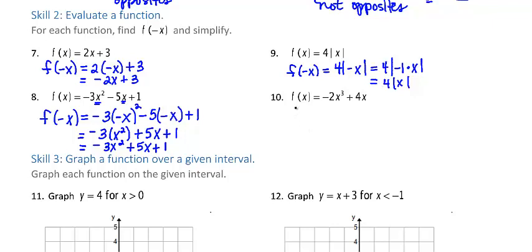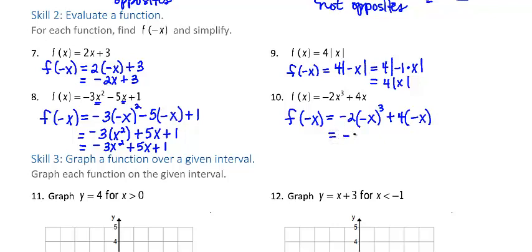And then lastly, we have the function f of x equals negative 2x cubed plus 4x. When we find f of negative x, we get negative 2 times negative x cubed plus 4 times negative x.